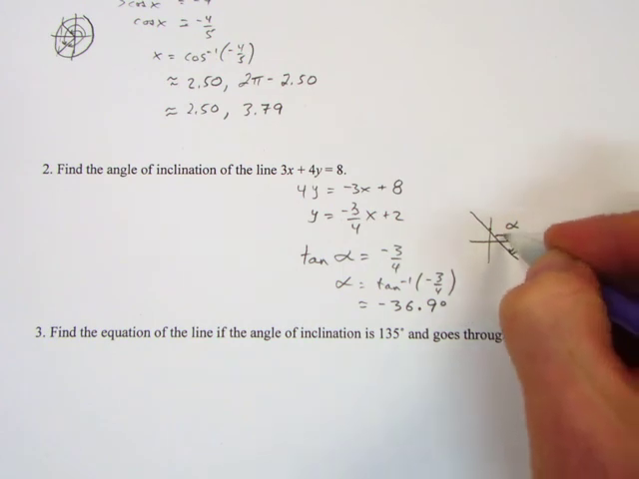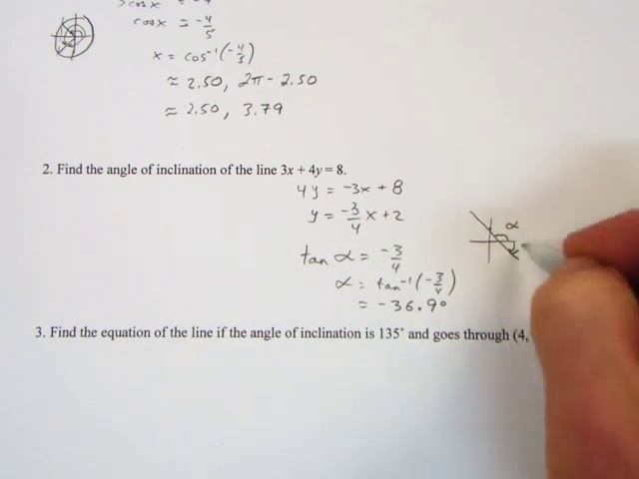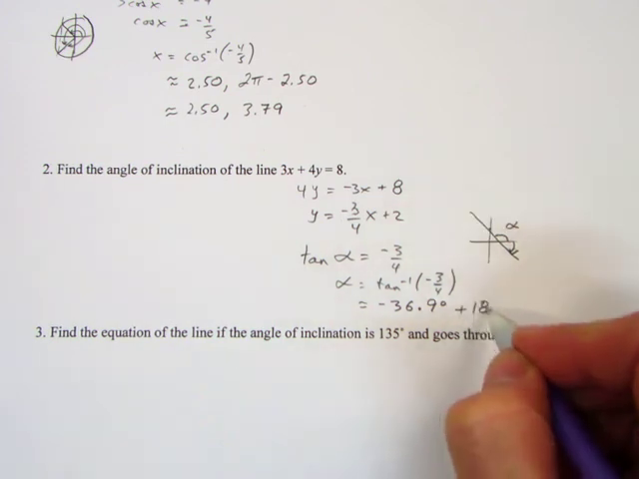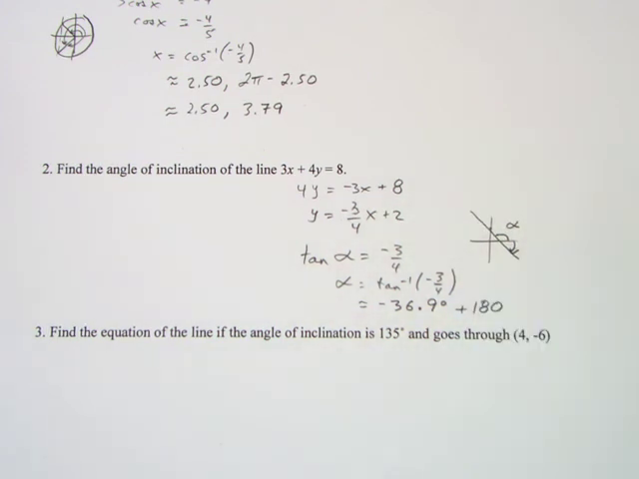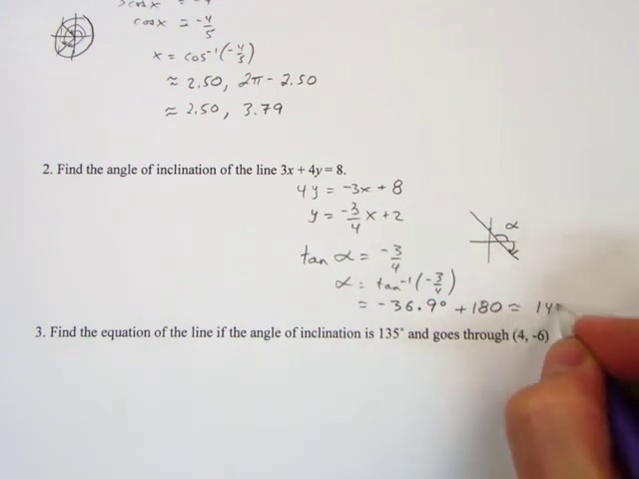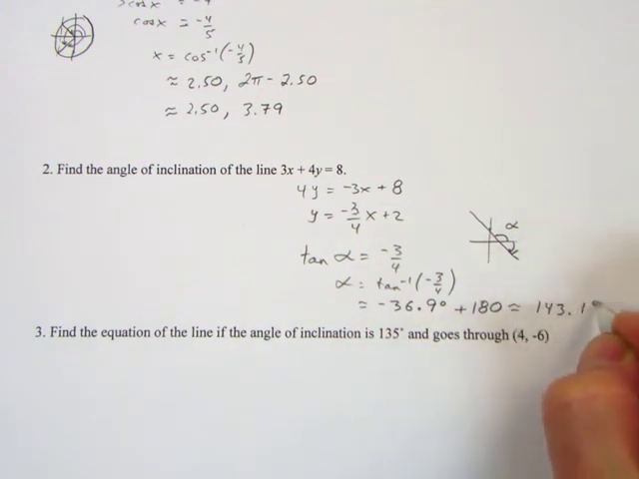What can I say about the angle I'm looking for and the one the calculator gave me? They add up to 180. So what we want to do is say plus 180. So on your calculator, just hit plus 180, and it then says answer plus 180. So we get this answer is 143.1 degrees.